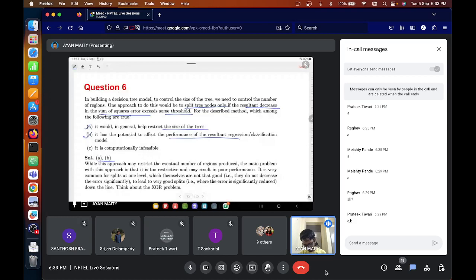The explanation is also written here, that it is very common for splits at one level, which themselves are not that good, that is they do not decrease the error significantly, to lead to very good splits, but the error is significantly reduced down the line. So this might happen, but if we don't split at that point, then we might not get that good split.